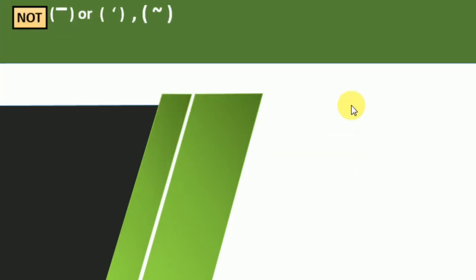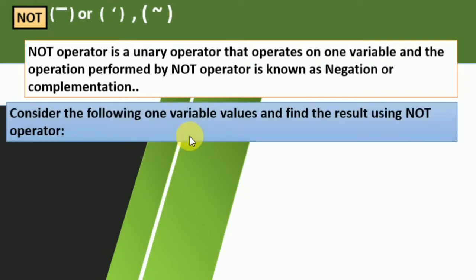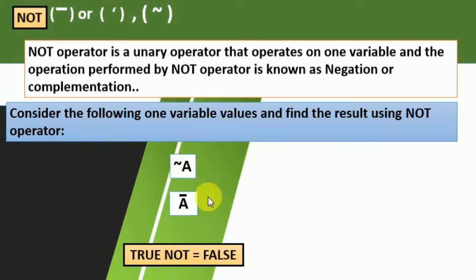Okay, now we discuss NOT. The sign is given. The NOT operator is a unary operator that operates on one variable. An operation performed by the NOT operator is known as complementation. It is a complement, which means we use one variable and find the result using the NOT operator. NOT changes the result from true to false and false to true. If the result is true and we use NOT, it is automatically converted to false. If the result is false and we use NOT, it changes to true.